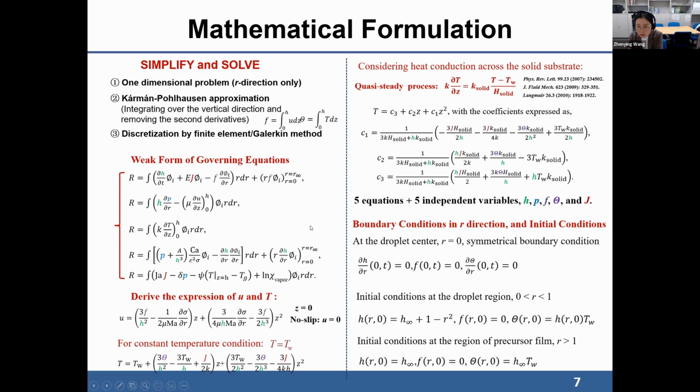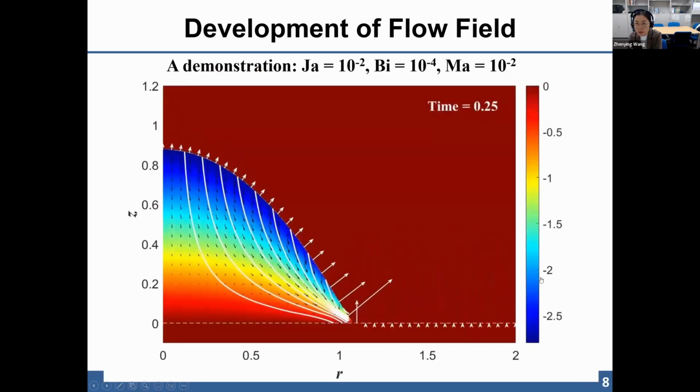I will not explain more details about the derivation of these mathematical equations, but finally, we arrive at 5 equations along with 5 independent variables, so that this system of governing equations can be solved. These are the boundary conditions and the initial conditions we applied to this system. And here is what we got.